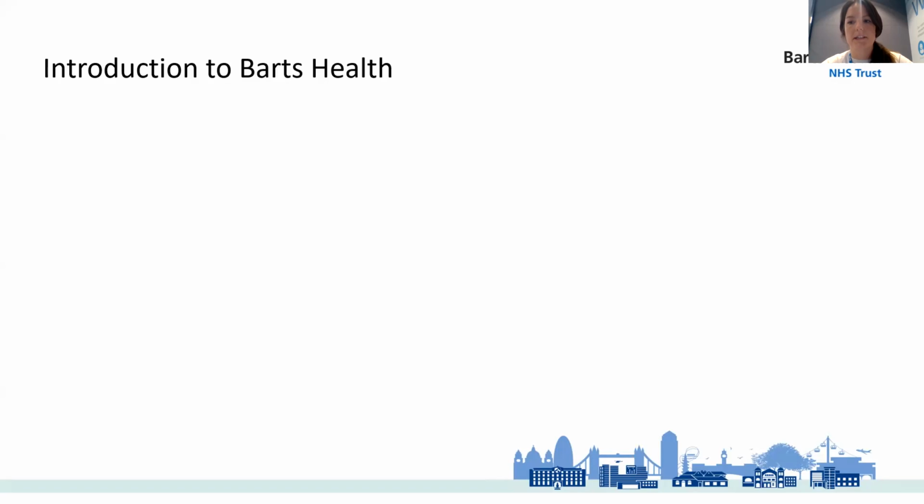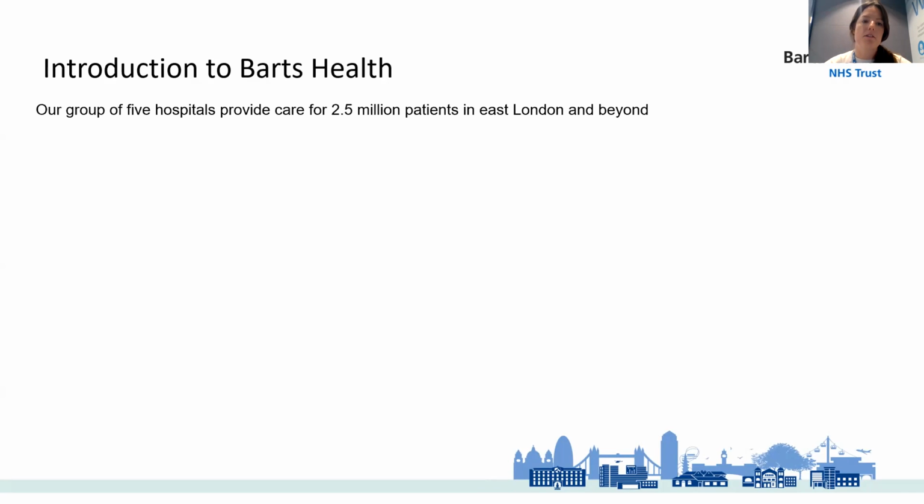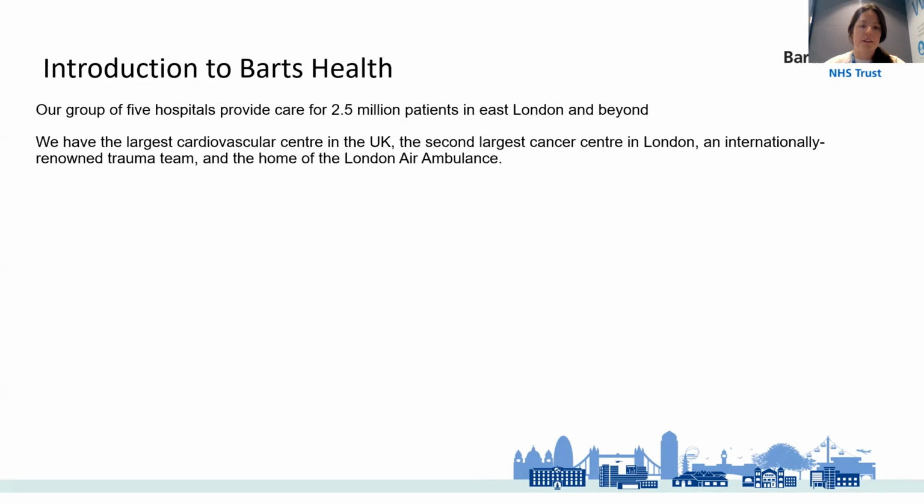So first of all, Barts Health. We are a group of 5 hospitals that provide care for around 2.5 million patients within East London and beyond. So we're part of the NHS. We've got a big cardiovascular centre, cancer centre, a big trauma team, and we're home of the London Air Ambulance. So there's plenty of really high profile research studies going on within the trust, and plenty of opportunities for finding new questions that we want to be able to answer working with our clinical and nursing teams.